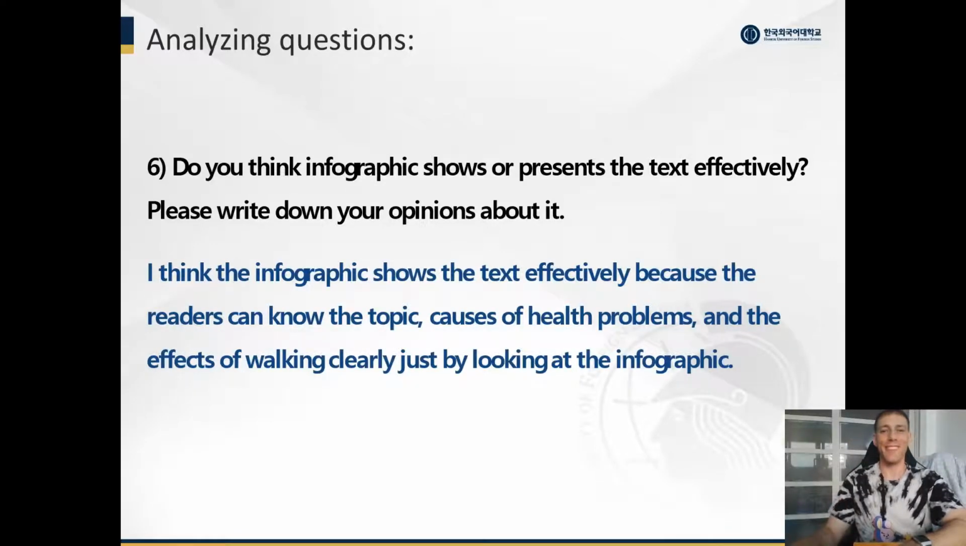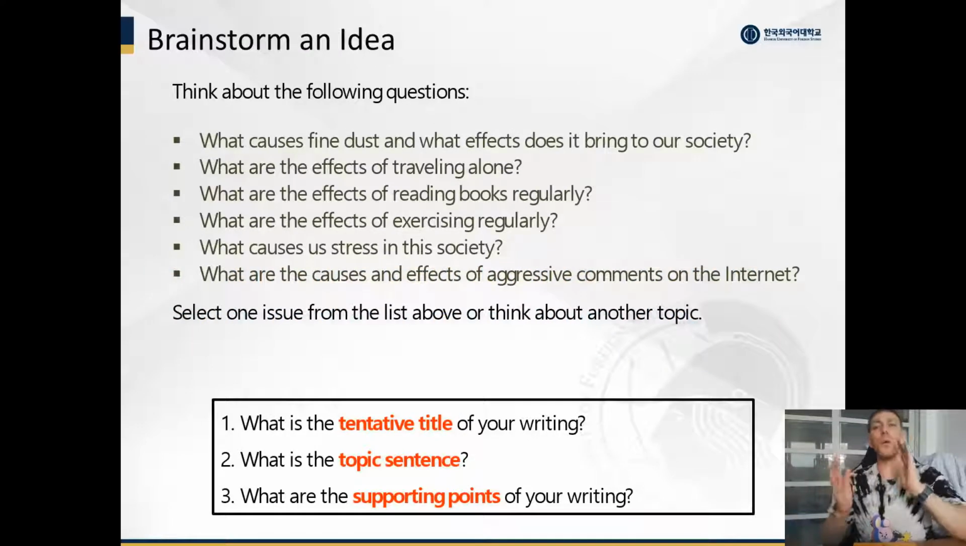Next up, we're going on to the brainstorm. Now remember, brainstorm means your ideas. I want you to choose one of the questions, and I want you to write down your own ideas. Now usually we would do this together with our partners. There's no partner.